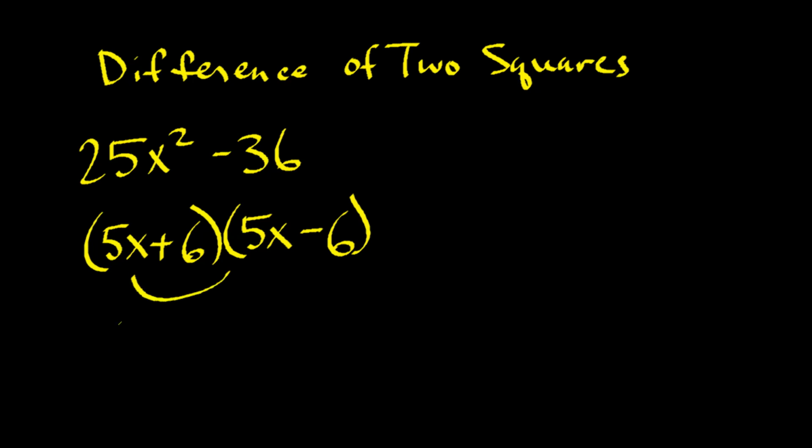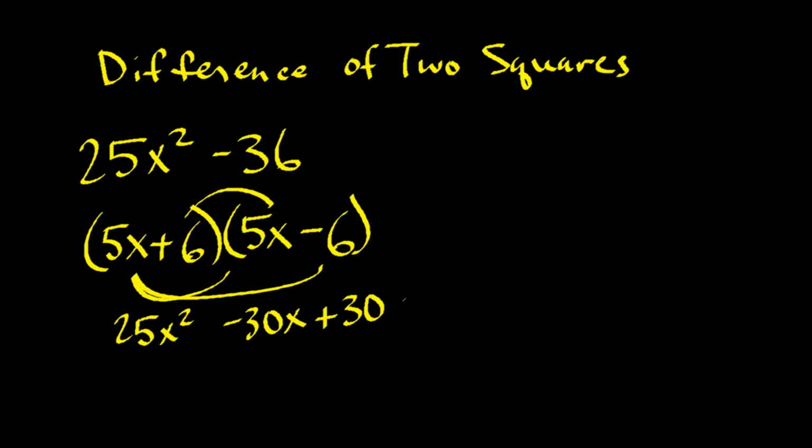5x times 5x is 25x squared. 5x times negative 6 is negative 30x. 6 times 5x is 30x. And 6 times negative 6 is negative 36. The negative 30x and positive 30x will drop out, so we'll just have the 25x squared minus 36 left over. So this shows the factorization was correct.